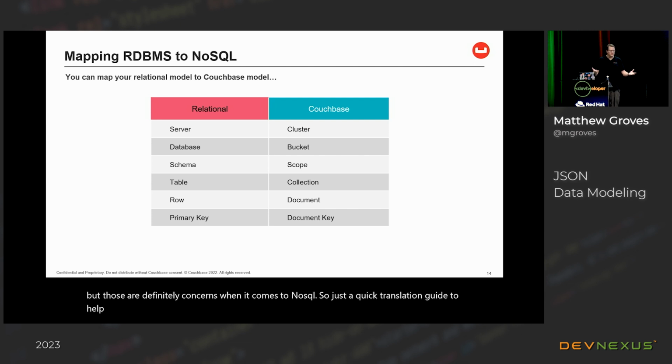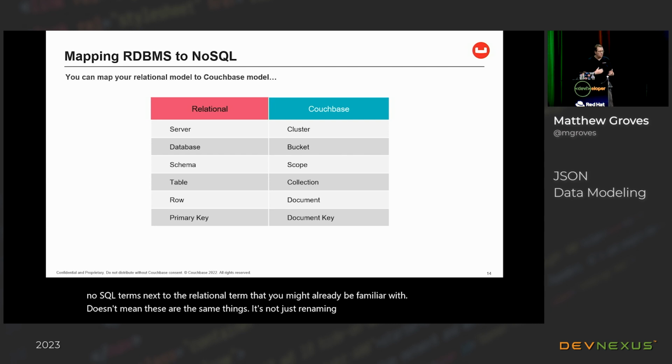Most of you are familiar with relational. This is kind of a side-by-side of NoSQL terms next to the relational term that you might already be familiar with. Doesn't mean these are the same things. It's not just renaming things, but it's going to help you to a starting point to understand the organization level of the various terms. So from server all the way down to a primary key would be, in a distributed database like Couchbase, a cluster, all the way down to a document key. So similar concept, similar level of organization there.